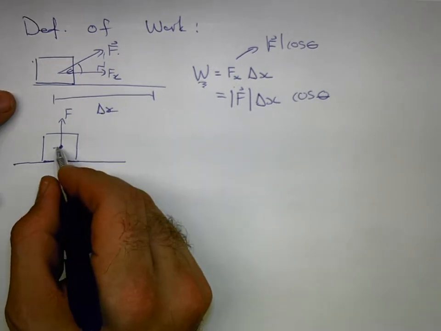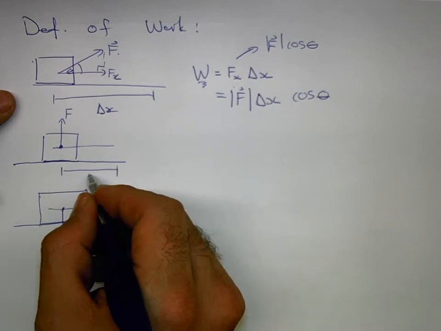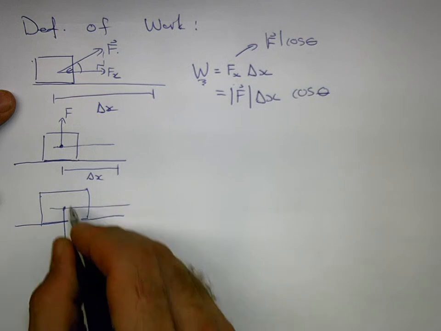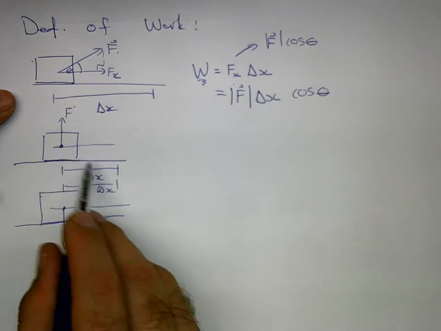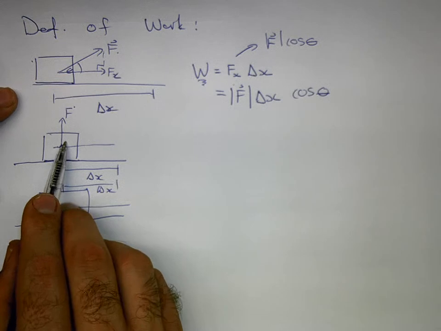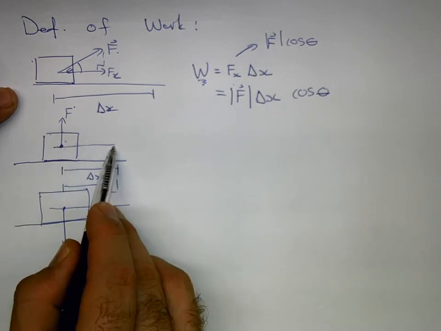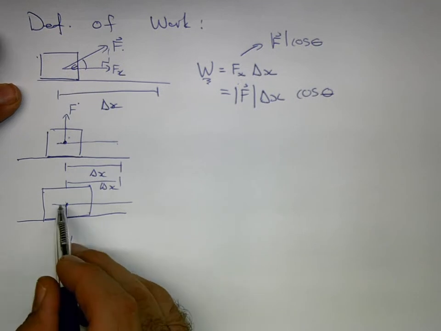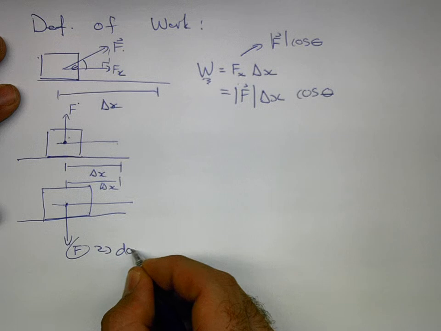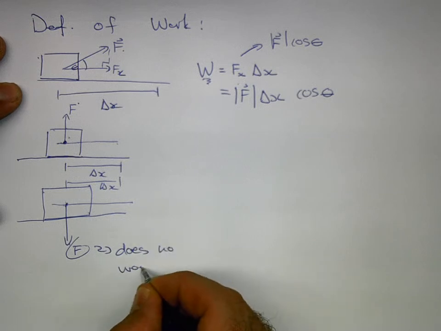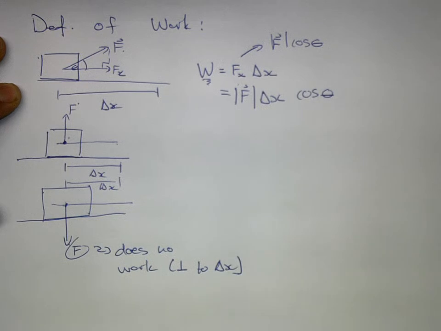So in both these cases, even if the object was moving, so even if the object is displaced, first of all, that displacement is not due to this force, because this force is perpendicular to that direction. There's no way this force can cause acceleration in that direction. So this force does no work because it's perpendicular to the direction of motion.